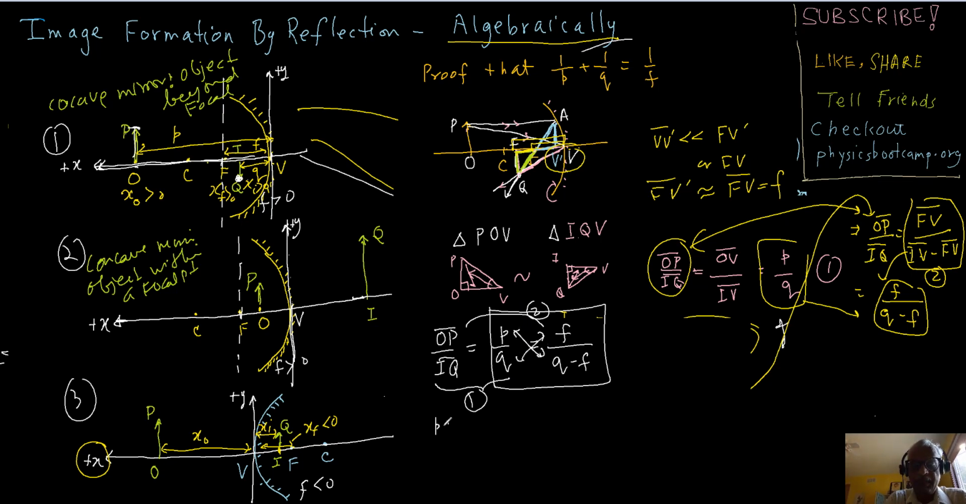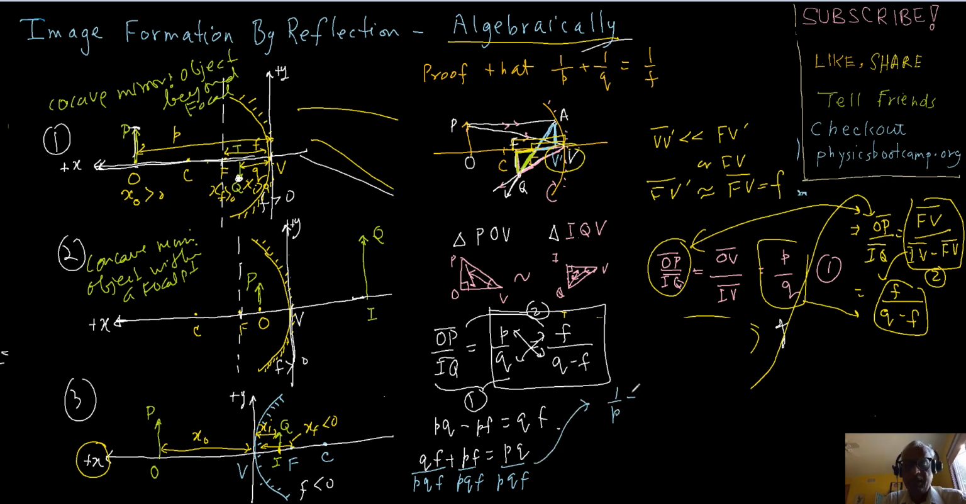So I've got PQ minus PF equals QF. Bring this to the other side. So QF plus PF equals PQ. And then I divide everything by P times Q times F. So this gives me 1 over P plus 1 over Q equals 1 over F.